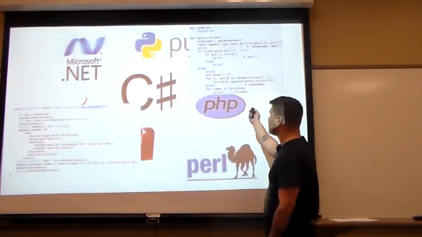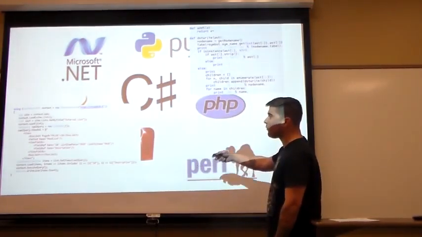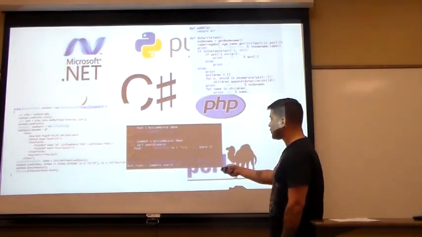Okay, over here is Java. Over here's a different kind, it's Python. They just look different, they're formatted differently. There's Ruby.